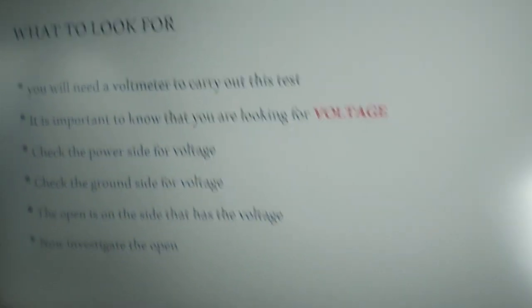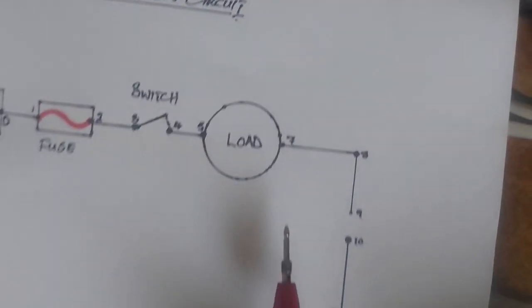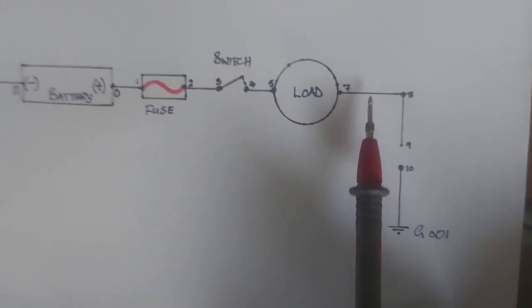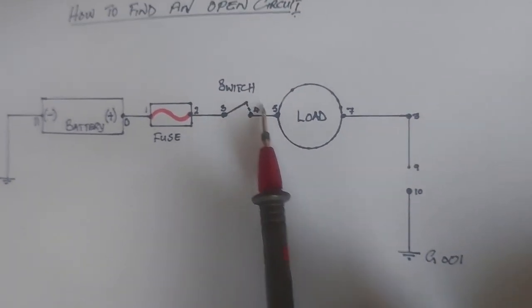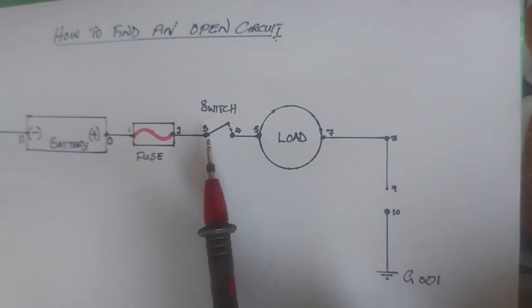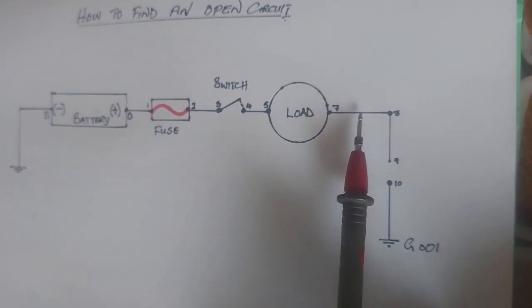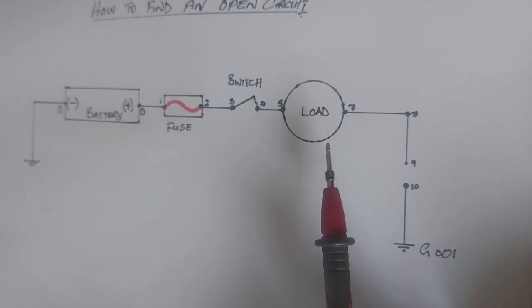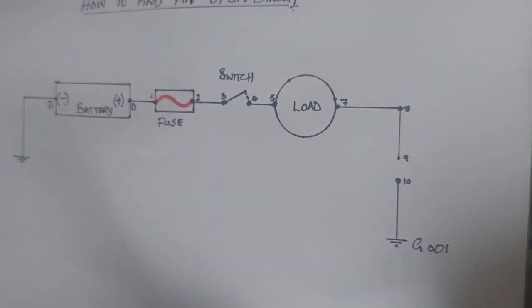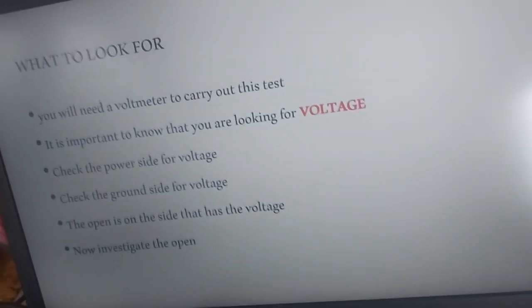I'll come back to the two sides of the circuit. We have got the ground side, we have got the positive side. If your voltage is on the positive side, that's where your open is. If your voltage is on the ground side, that's where your open is. This is crucial. Okay, let's go back to the slide. We'll come back to this diagram.